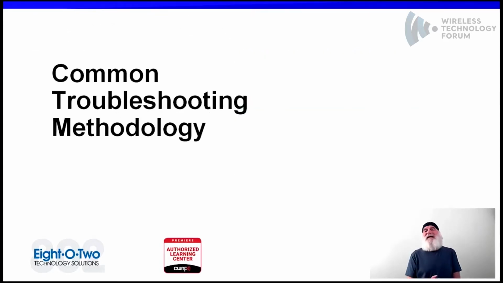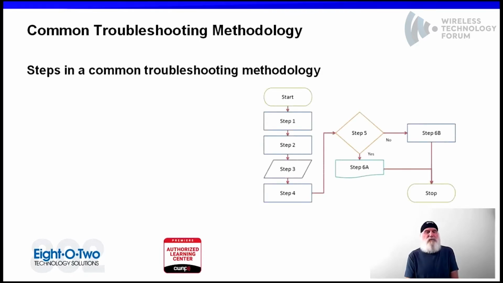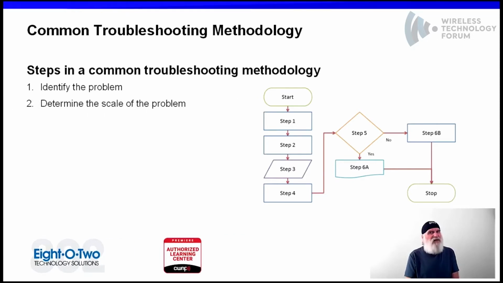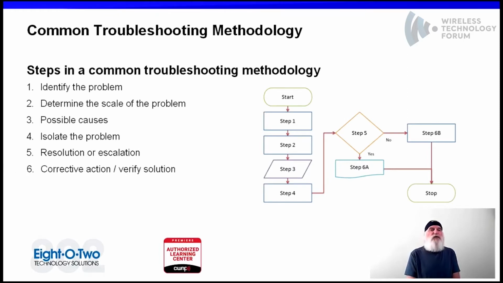Now let's look at this more from an electronic perspective. Basically wireless technology, or like I said, this could pertain to actually several different types of technologies. We'll take a look at steps in a common troubleshooting methodology. First, identify the problem. Second, determine the scale of the problem. Third, look for possible causes. Fourth, isolate the problem. Fifth, resolution or escalation of the problem. Sixth, corrective action and verify the solution. Finally, document, a very important step.